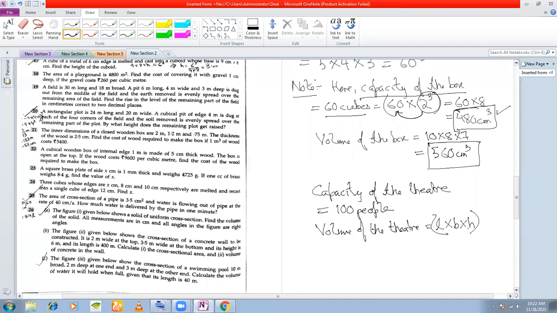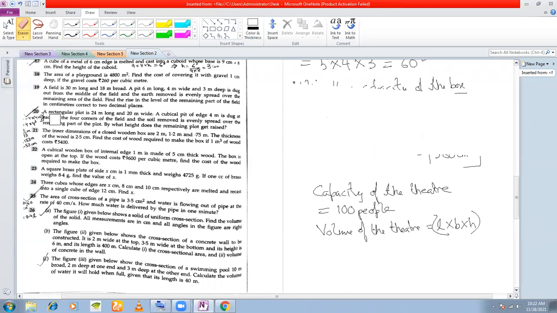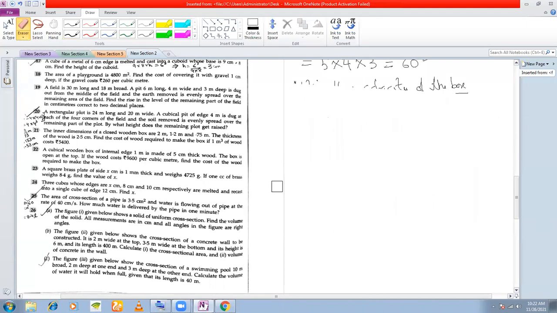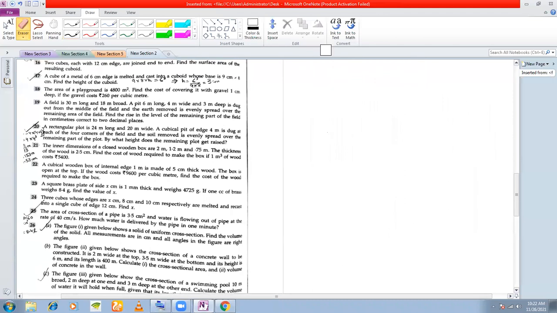So there's a very slight difference between capacity and volume. But normally in mensuration, we use them almost synonymously. If they ask you capacity, normally 99% of the time you find the volume. Unless they give you a very confusing question in which you have to distinguish between capacity and volume. But there's a very small difference between capacity and volume.